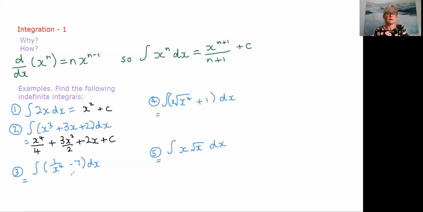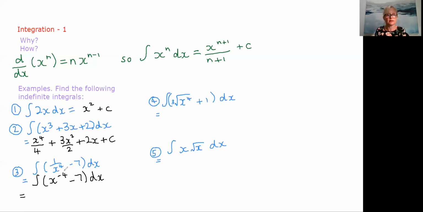All right, now these remaining 3 examples, we're going to need to do a little bit of work before we do the integral. Let's have a look at this first one here. 1 over x to the 4th. Now we need to know enough about our index laws to know that that's the same as x to the negative 4. So that will be our first step.